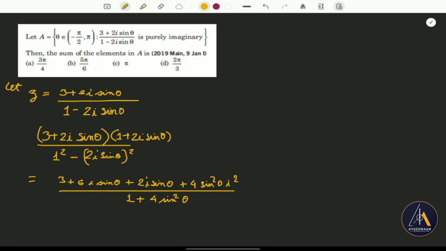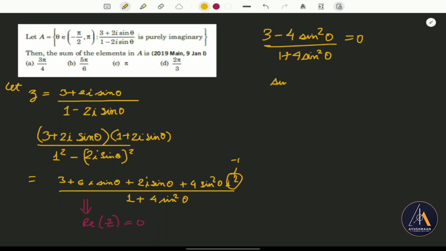Now it is given that we have to find purely imaginary. The purely imaginary के लिए what we will do is we will take the real part of the z and इसको equate कर देंगे 0. So doing that, the real part here is 3 minus 4 sin square theta, minus because this i square is minus 1, by 1 plus 4 sin square theta. This is 0. So sin square theta will come 3 by 4, which means sin theta is plus minus root 3 by 2.